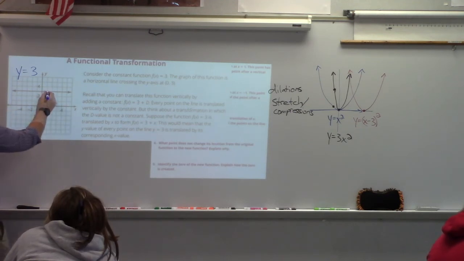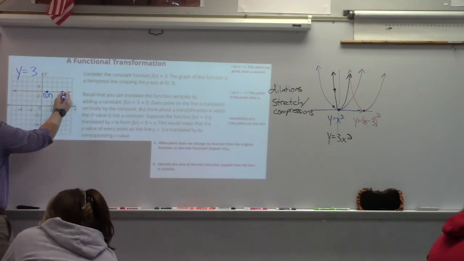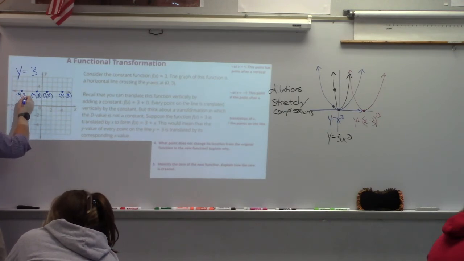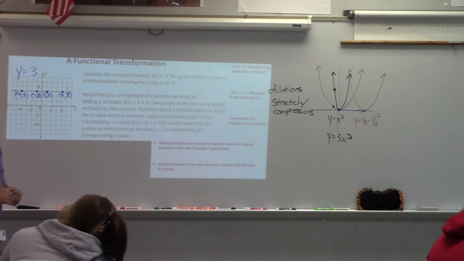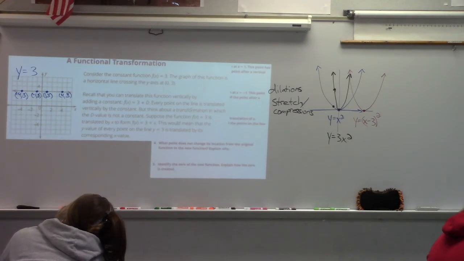But look, this point right here is 1, 3. This is 4 comma 3. This is -1 comma 3. It doesn't matter what point you choose, the y value is 3. And so we're going to transform this function by, what does it say? Recall that you can translate this function vertically, right? By adding a constant.